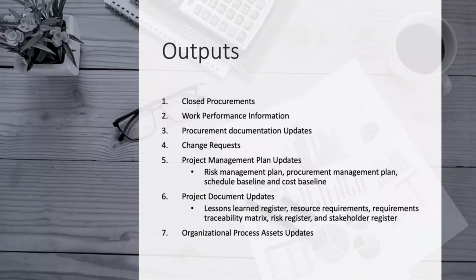Number 6, project documents that may be updated as a result of carrying out this process include but are not limited to lessons learned register, resource requirements, requirement traceability matrix, risk register, stakeholder register. Lastly, organizational process asset updates. Organizational process assets that can be updated as a result of the control procurement process include but are not limited to payment schedules and requests, seller performance evaluation documentation, pre-qualified seller list updates, lessons learned repository, and procurement file.